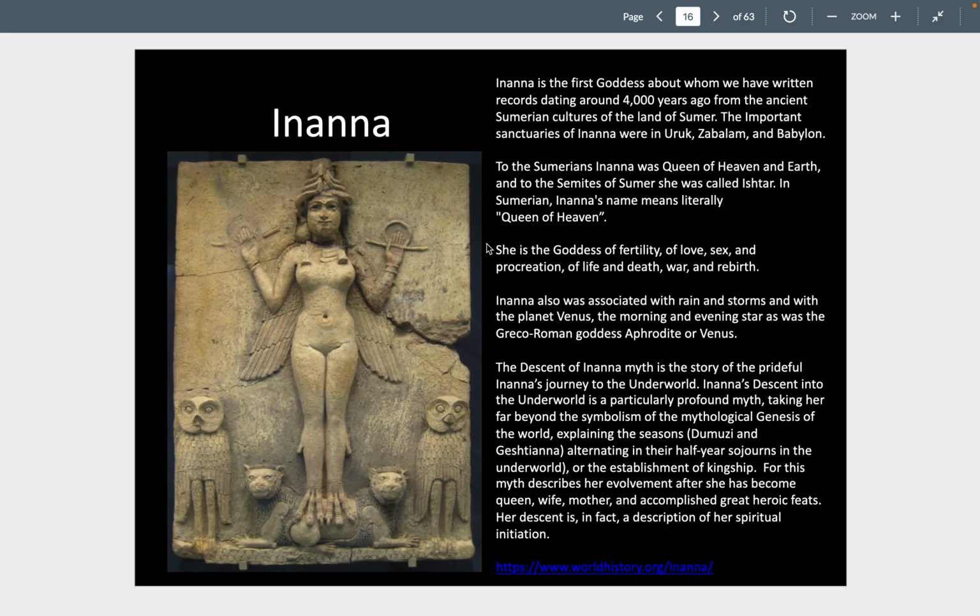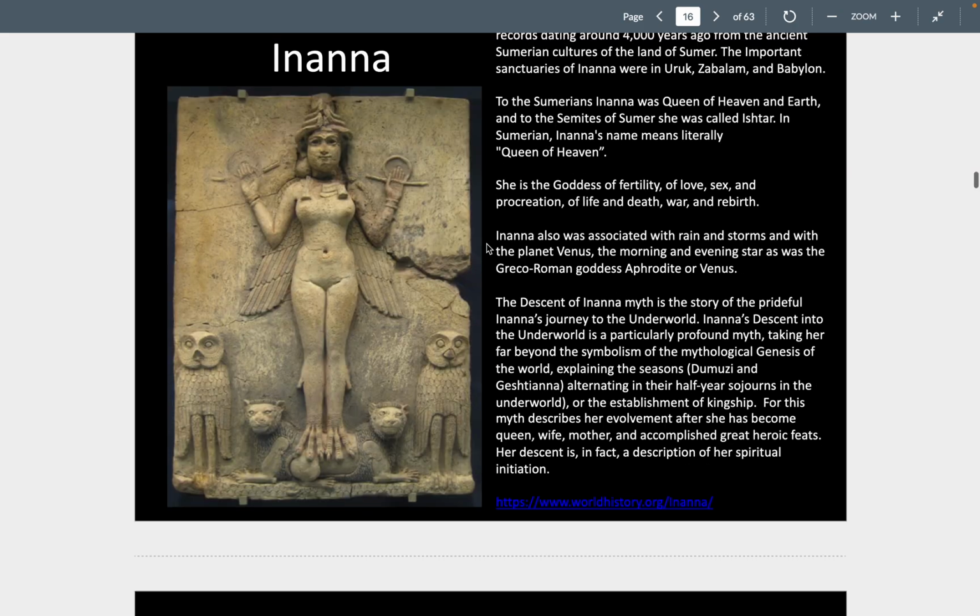The gods and goddesses are probably worshipped in places like ziggurats. In Inanna, we have the first goddess where there are written records from the land of Sumer. She's the goddess of fertility, love, sex, and procreation, of life, death, war, and rebirth. She's associated with rain and storms, with the planet Venus, and will be similar to the Roman and Greek goddesses Aphrodite and Venus.